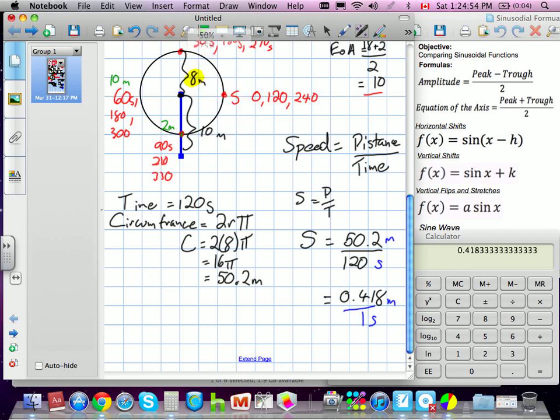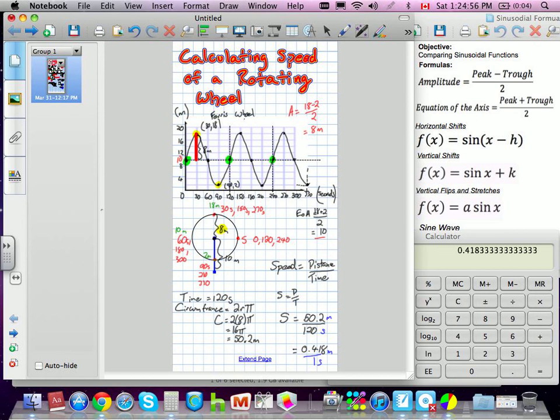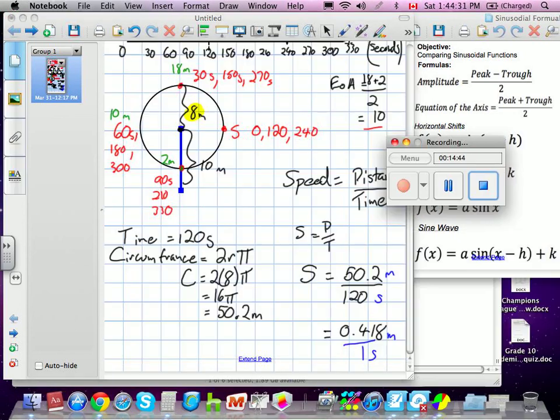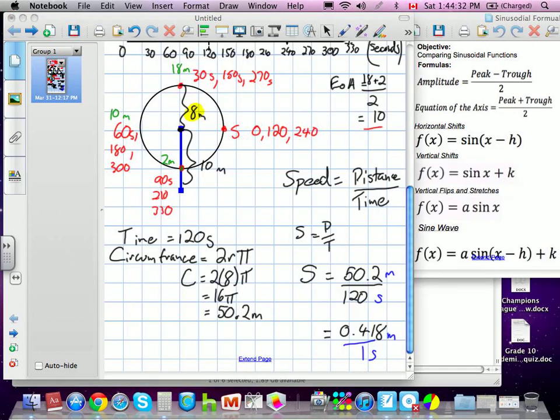Now, if they wanted to solve it every 10 seconds, it'd be a little different. But that's how fast this thing is rotating. Okay? That's how we would be able to tell our speed. We put our measurements above it. So 0.418 meters per second. That's how fast this thing moves, which is almost half a meter a second. It's a pretty quick moving thing.